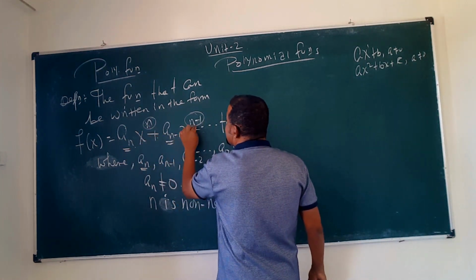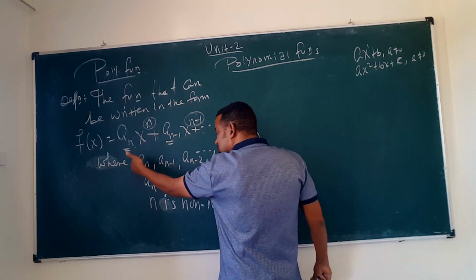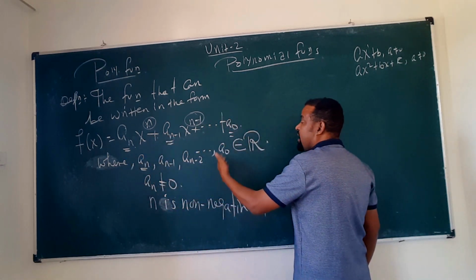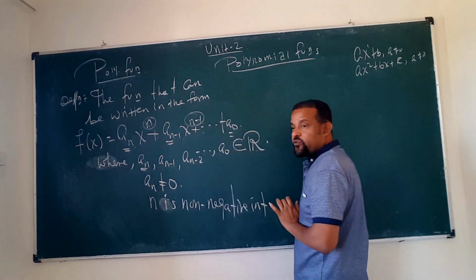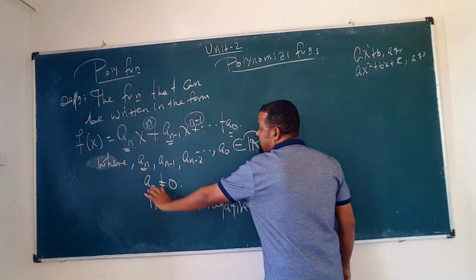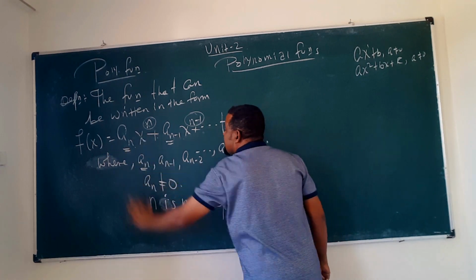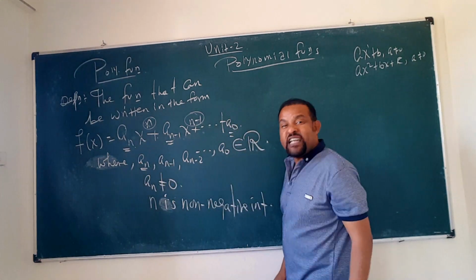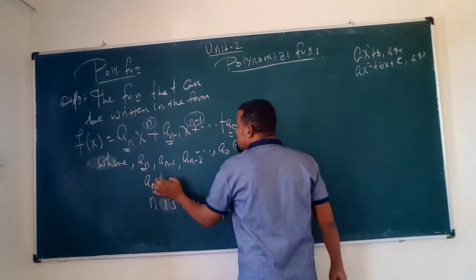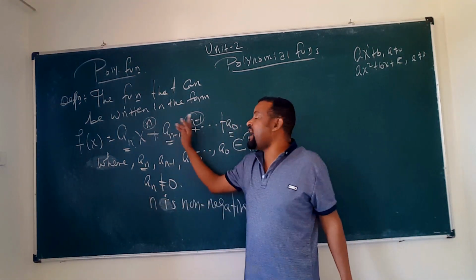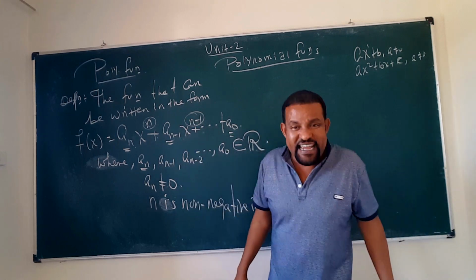A function written in this form, f of x is equal to a_n x to the power of n plus a_(n-1) x to the power of n minus 1, and so on, that satisfies these criteria: first, this a_(n-1), a_(n-2) should come from the set of real numbers. Second, this one, that means the number which is to the left of x to the power of n should never be equal to 0, and the exponents n, n minus 1 are non-negative integers.